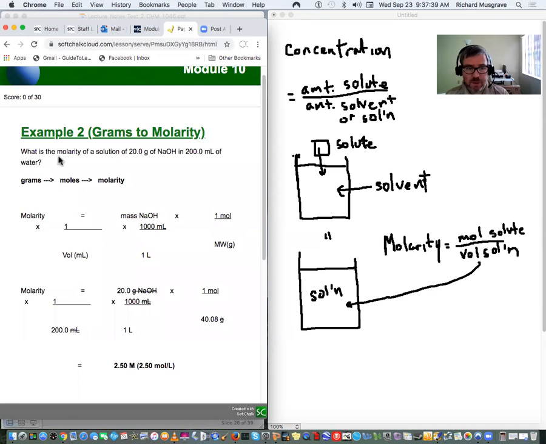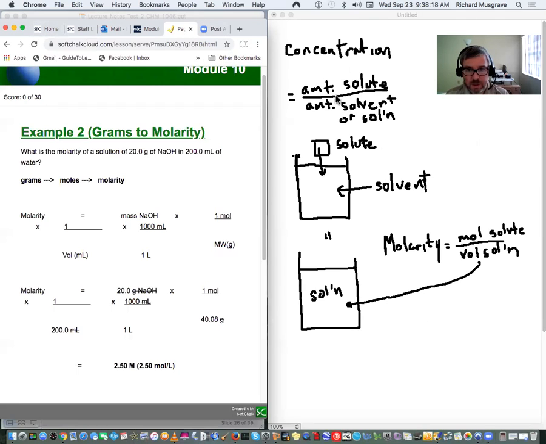So here is the problem we're dealing with. What is the molarity of a solution of 20.0 grams of sodium hydroxide in 200.0 mL of water? All right, so you can see what the solute is. The solute is sodium hydroxide, and we know that the solvent is water. When we add these two things together, we'll get a solution of sodium hydroxide in water. As you can see, it's a solid clearly here because of the grams, but I think you should always just make the assumption that we're dealing with solids here. So the solution and the solvent will essentially be the same volume.